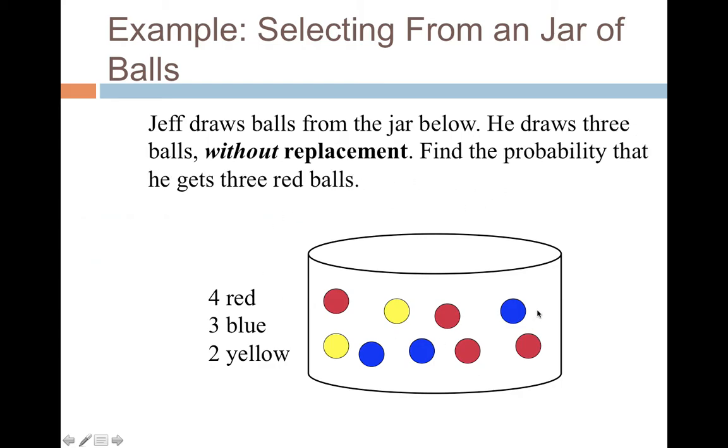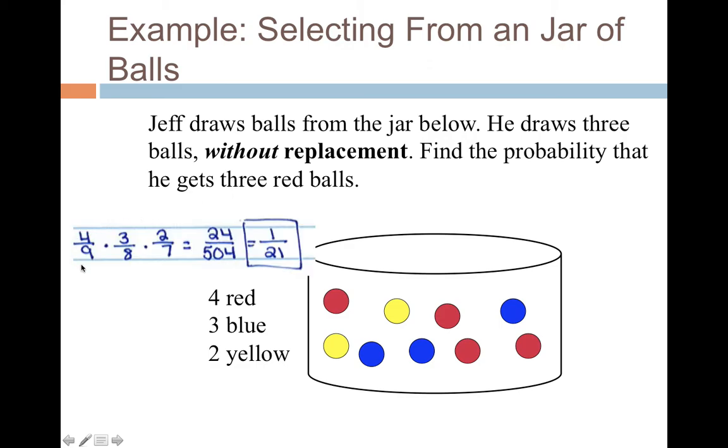Same jar, 4 red, 3 blue, 2 yellow balls. But now I'm going to draw 3 without replacement, and I want to find the probability that we get all 3 red balls. So it's still a compound event. I'm drawing 3 balls out. I'm just going to multiply all of those. Without replacement tells me that I'm in a dependent situation, so my denominator should be changing.